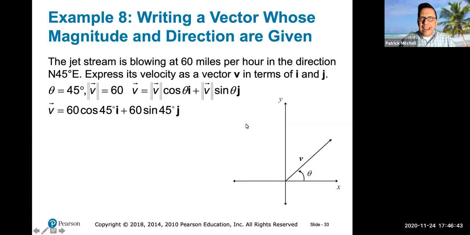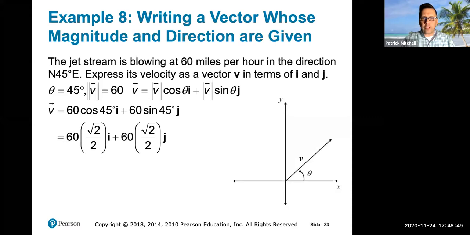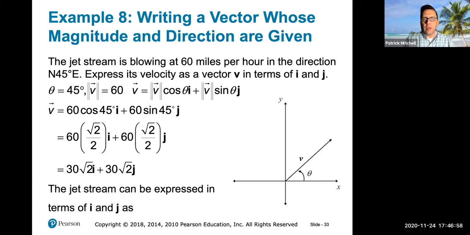And hopefully by now you know cosine 45 degrees and sine 45 degrees in your sleep. Those are both square root of 2 over 2. So the scalar components of this vector are both 30 square root of 2. The jet stream can be expressed in terms of i and j as 30 square root of 2 times i plus 30 square root of 2 times j.